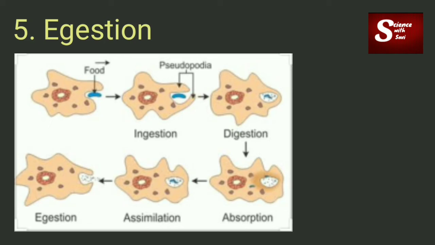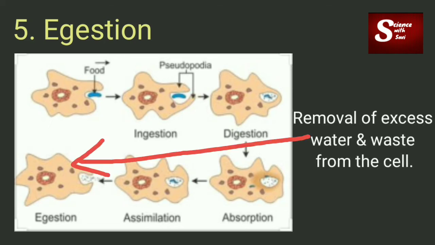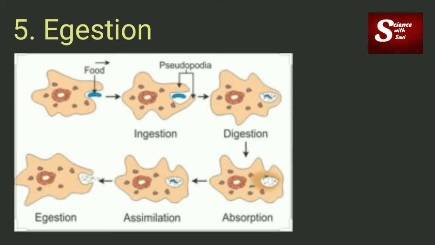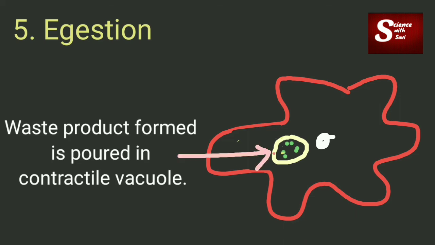Now the fifth step is egestion, that is removing the waste product. So whatever waste has been synthesized by the cell after absorbing the food, all this waste is poured down into the contractile vacuole, which also contains some excess water inside it.